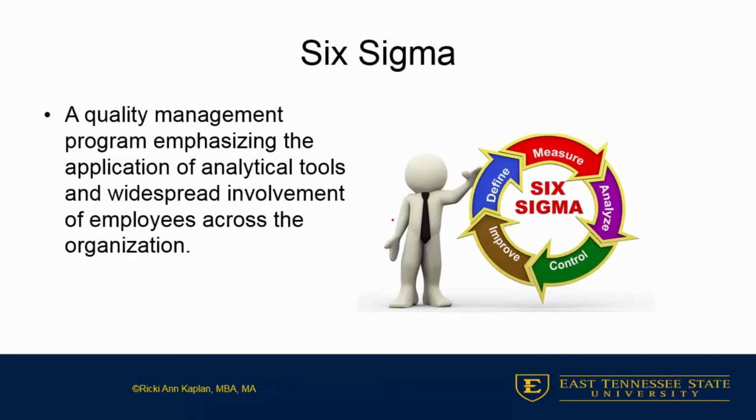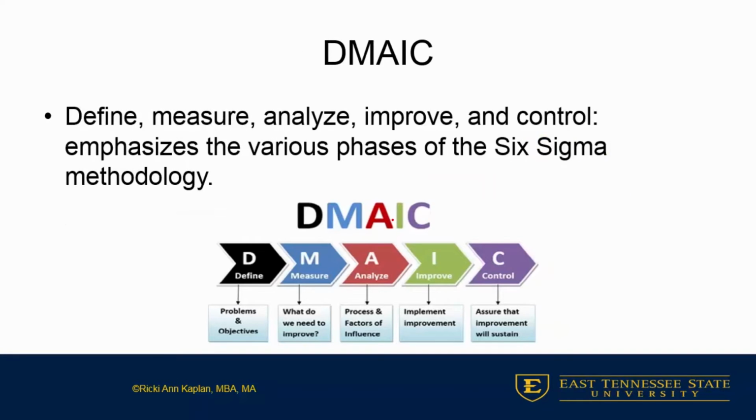Six Sigma, we talked briefly about lean manufacturing, or Six Sigma. The quality management program emphasizing the application of analytical tools and widespread involvement of employees across the organization. We want to take a look at how we can improve, control, analyze, define, measure, all of these things to make sure that we create a quality product. We also want to use what's called DMAIC, which is define, measure, analyze, improve, and control, which is the emphasis of Six Sigma.